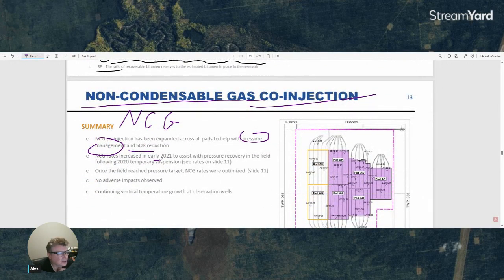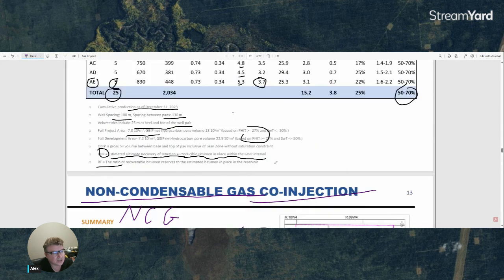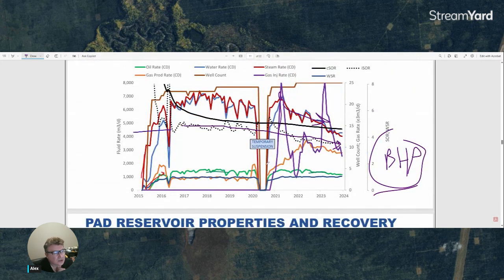NCG rate increased in early 2021 to assist with pressure recovery in the field following the 2020 temporary suspension. Why did we have a temporary suspension in 2020? Because of COVID, right? So the company wanted to assist with pressure recovery in the field following the 2020 suspension. So let's take a look here. Maybe what happened here is that we had a steam cut, as you can see here, and then we had an oil cut. So during COVID, this asset was not producing.